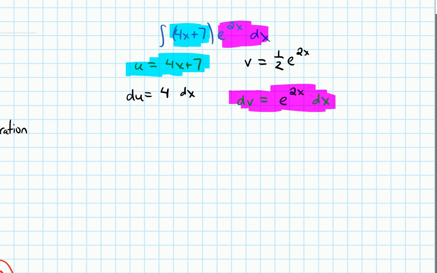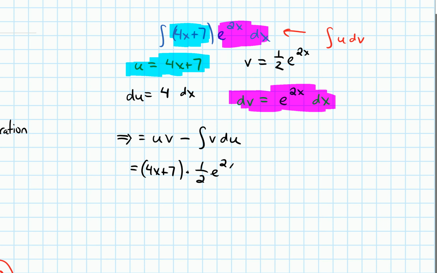Okay, so we are ready to apply integration by parts. Integration by parts says that this integral, which has the form integral of u dv, can be written in the form uv minus the integral of v du. So let's substitute into this now. u is 4x plus 7, and that's going to get multiplied by v, so multiplied by 1/2 e to the 2x, and then I'll get that minus sign, integral of v du. So v is 1/2 e to the 2x, times du, and du is 4 dx.